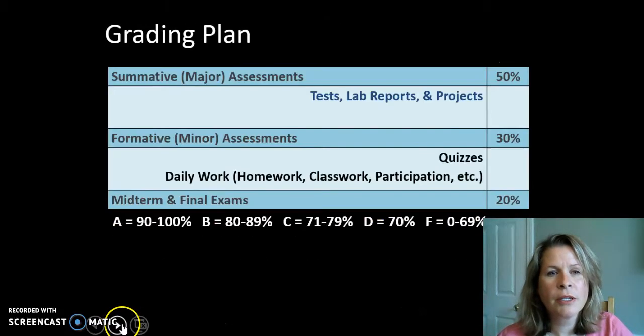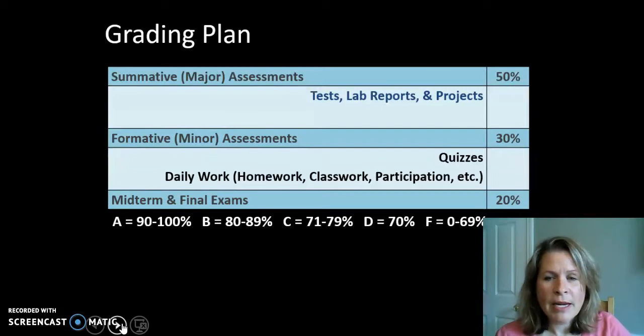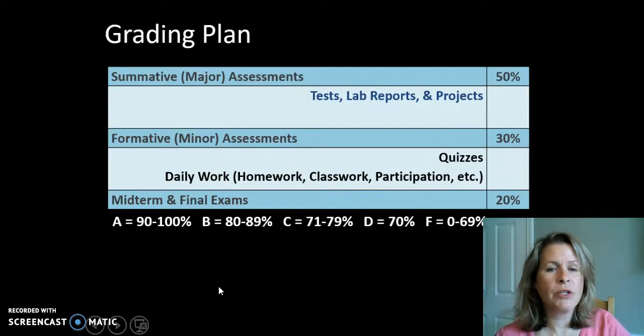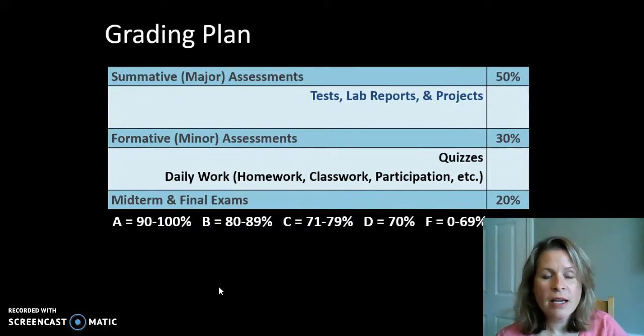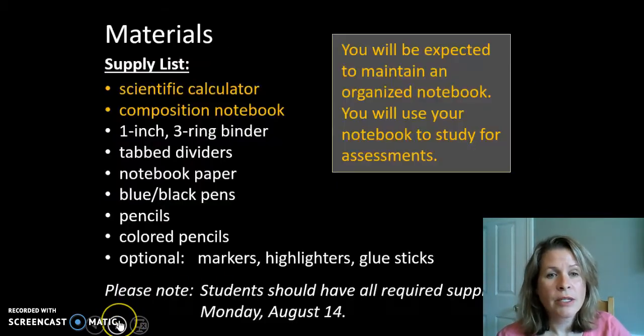All right, so as you look at your syllabus, there's a grading plan, talks about how you're going to be graded. 50% of your grade comes from major assessments. So tests, lab reports, projects, that's 50%. Minor assessments are things like quizzes, daily work, homework, classwork, that type of stuff. That's going to be 30% of your grade. And then the last part there, 20%, is your midterm and final exams. There is no EOC in chemistry.